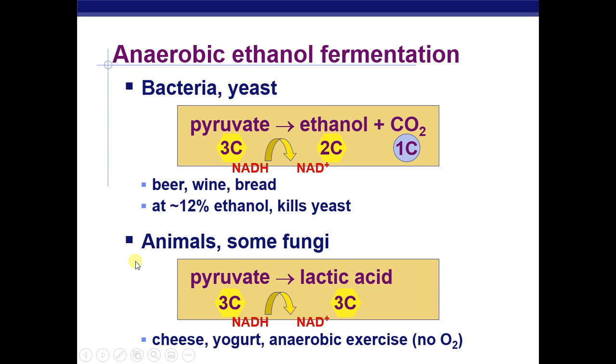In animals and some fungi, like animals like us, when we are in an anaerobic state, think about exercising very intensely, we don't have enough oxygen coming in for aerobic cellular respiration to be the main source of ATP. There's not enough oxygen for the rest of the steps besides glycolysis. So instead, we use the little bit of ATP that we created in glycolysis to power our muscles. And the NADH, those stored electrons, are used to reduce pyruvate to lactic acid.